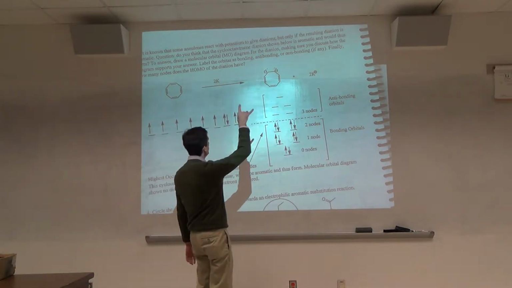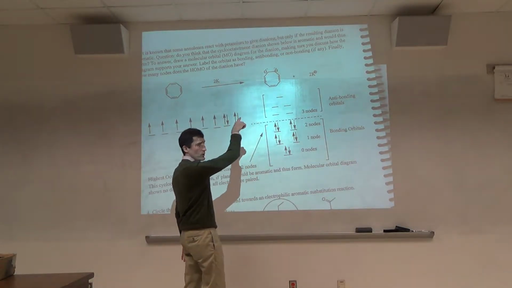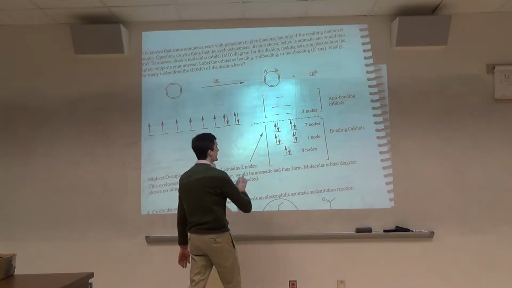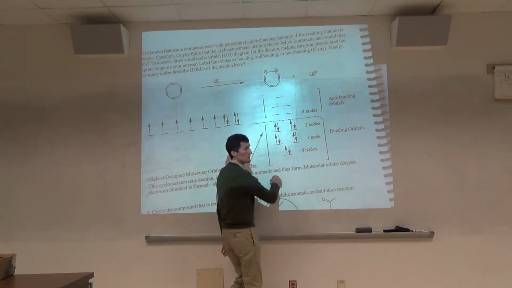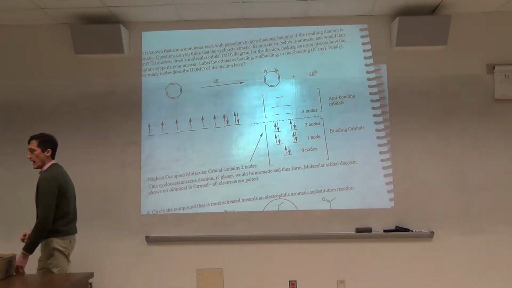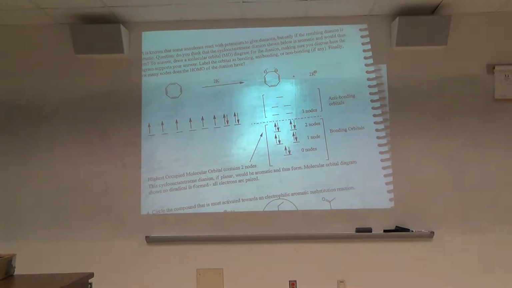Here, there's 2, 4, 6, 8. There's only 8 p orbitals, so there should only be 8 MOs. For some reason, there's 10 drawn. There should only be 8. We'll say a little bit more maybe later about it, but for now, there should be 8.